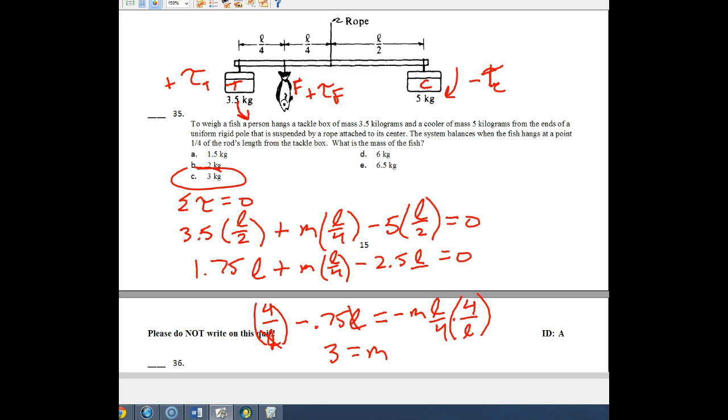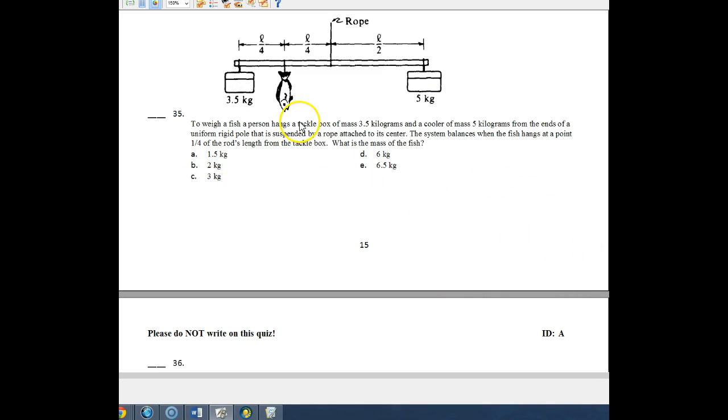kilograms. And that is number 35, and we're going to stop there.